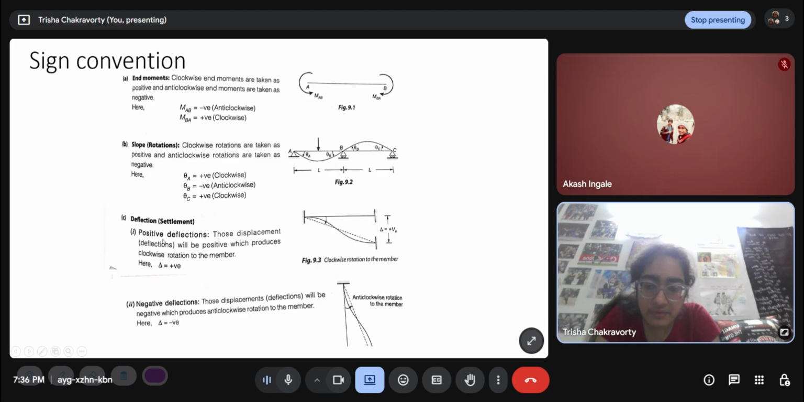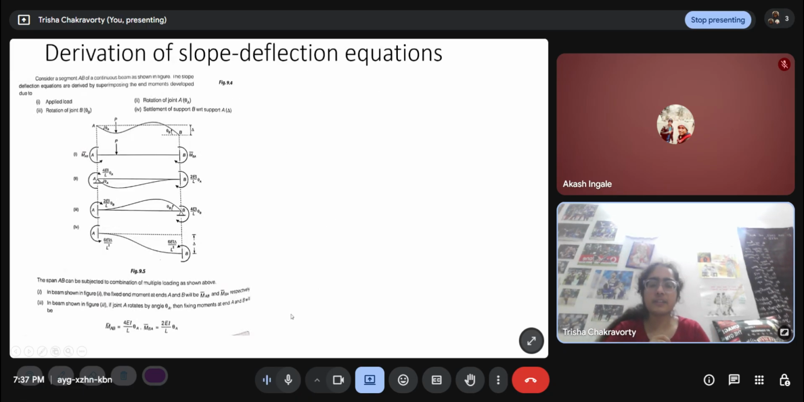Deflection, settlement: those displacements are considered positive which produce clockwise rotation to the member. So if this is a settlement, okay, this is not ordinary deflection. When there is this kind of settlement, it's providing a clockwise rotation, so it is called positive. And those displacements or deflections which produce anti-clockwise rotation to the member are negative. Derivation of slope deflection equations.